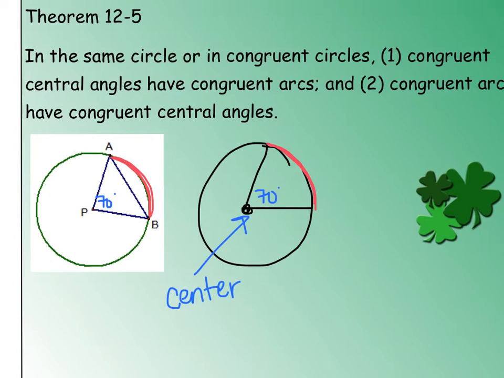Now it seems funny to talk about the measure of an arc in terms of degrees, but recall that a circle has 360 degrees, so imagine yourself walking along the edge of the circle. If you walked all the way around, it would be 360 degrees. If you walked halfway around, it would be 180 degrees. And so this portion here that I'm highlighting is just a portion of 360 degrees.